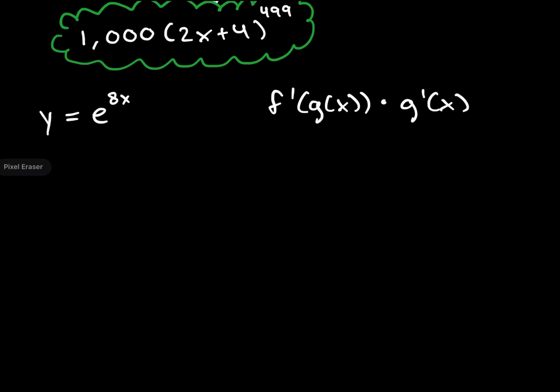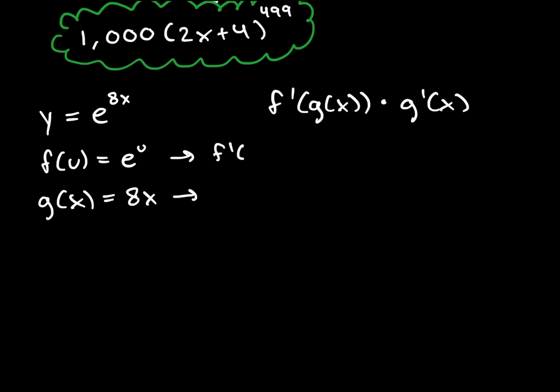So f of u will equal e to the u, and g of x will equal 8x. Now we just need to find the derivatives of these two. So f prime of u is equal to just e to the u, as we saw before. The derivative of e to the variable x, or in this case u, is just e to the x.